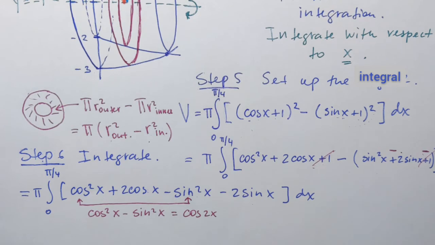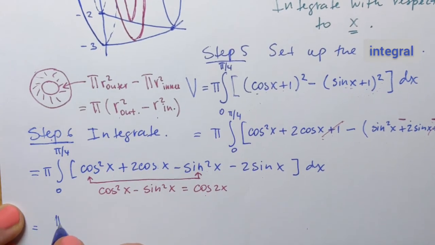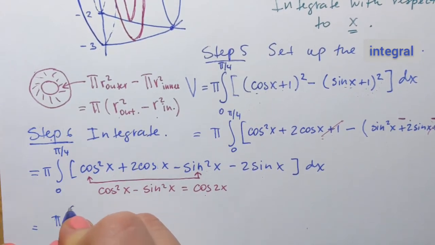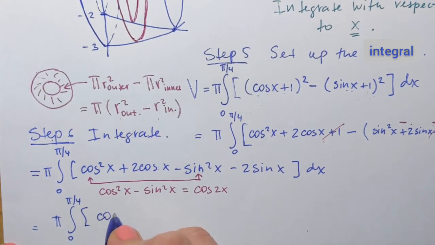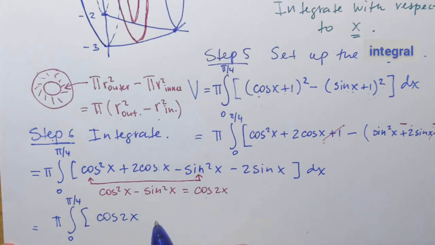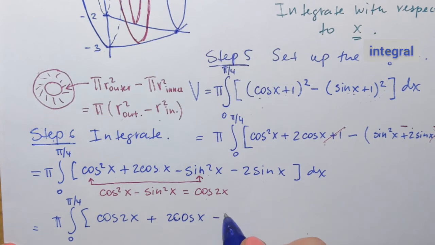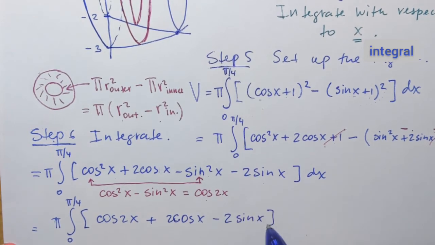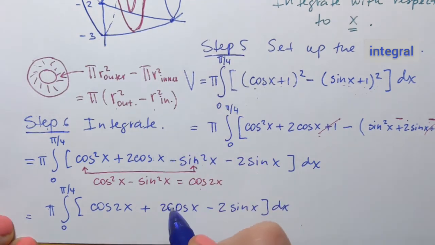It's a double angle identity, and that's what I'll do. So we'll just have to do some trigonometric manipulations here. Now this is what I'll have: pi times the integral from 0 to pi over 4 of cosine of 2x plus 2 cosine x minus 2 sine x dx. Okay, and now all that we should be able to integrate.